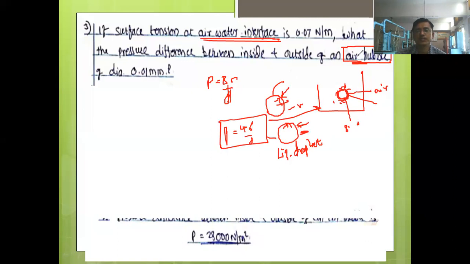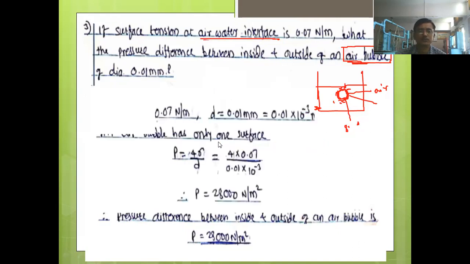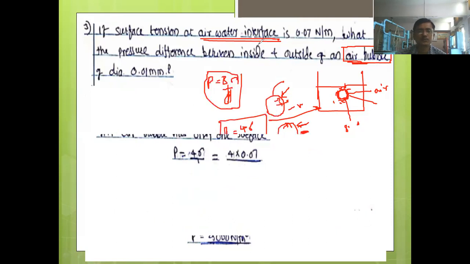So many times students make this mistake. They don't read it carefully. It is an air bubble inside the liquid, and they use the other formula and their answer becomes wrong. So 28,000. Someone has put the answer, Mayuri, 0.228 into 10 to the power 5. So who has told the right answer right now? What is that? Repeat it.